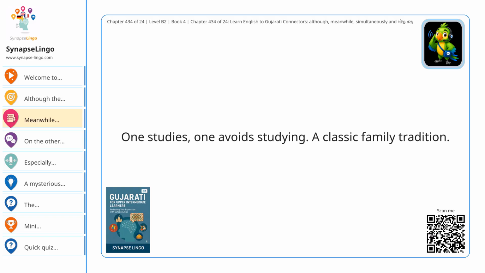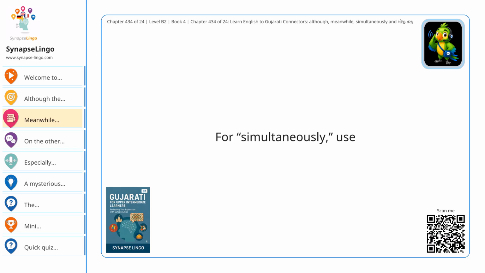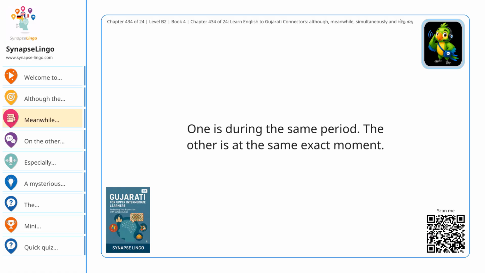A classic family tradition. For simultaneously, use this one. Example: they started speaking simultaneously, which is also how meetings become long. Quick contrast. The first is meanwhile, while. The second is simultaneously. One is during the same period. The other is at the same exact moment.